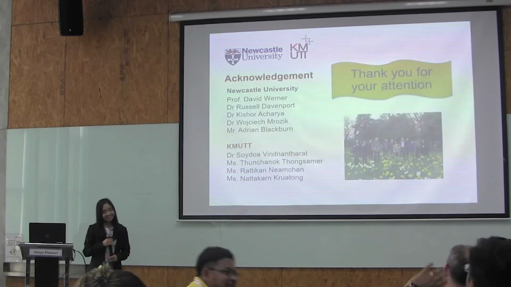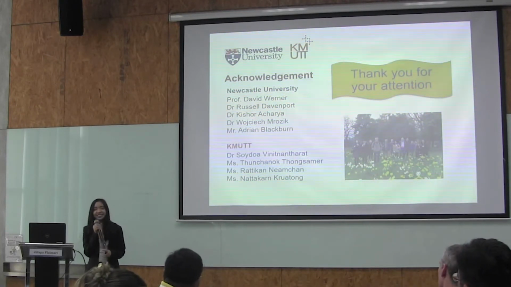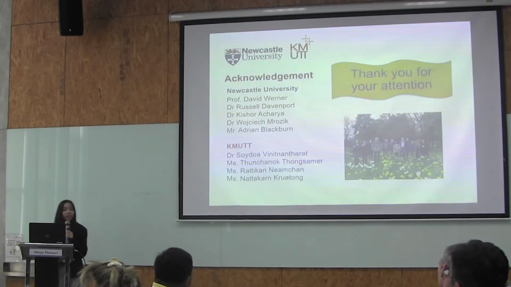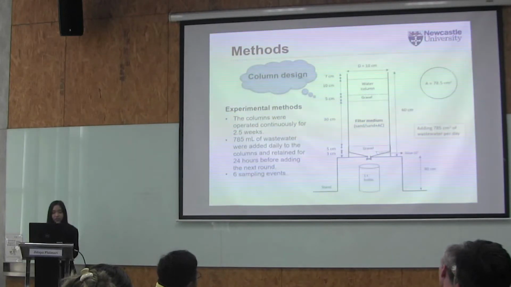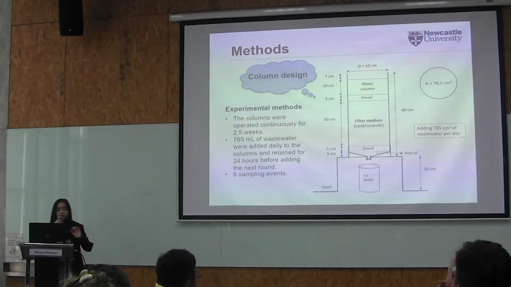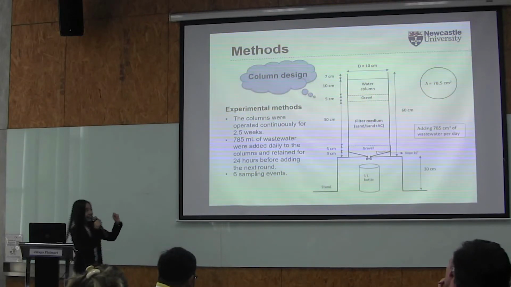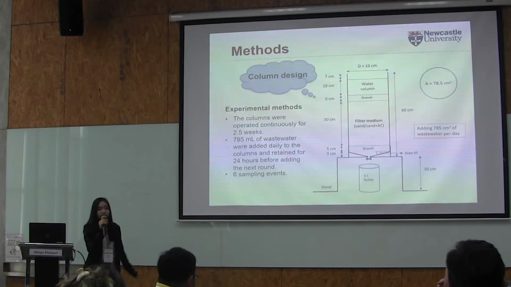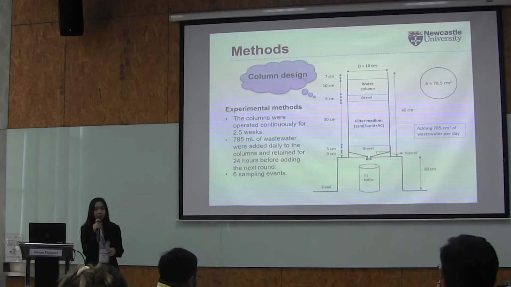Why have you selected specifically 785 ml? Yeah, 785 ml into the column, right? Yeah. Because it's based on the hydraulic loading rate, like you can see, a 10 centimeter diameter of the water column. Oh, so that contains 785. Yeah, that's the typical hydraulic loading rate in tropical countries.